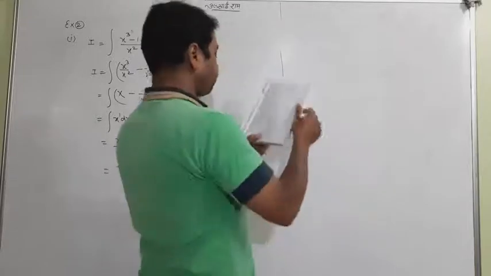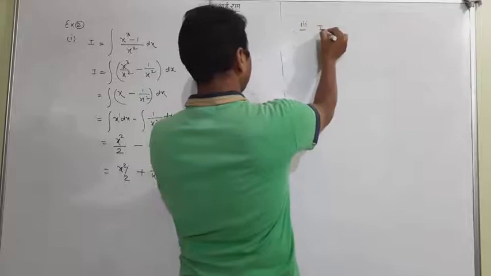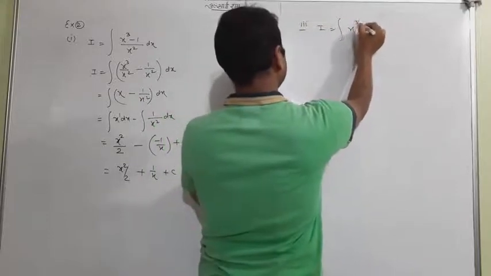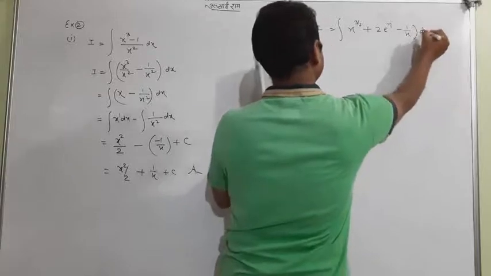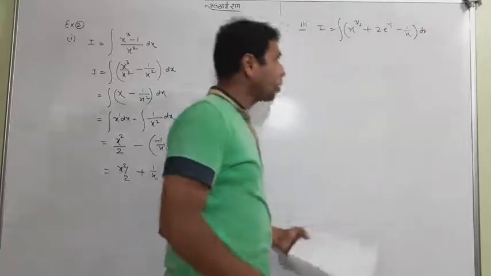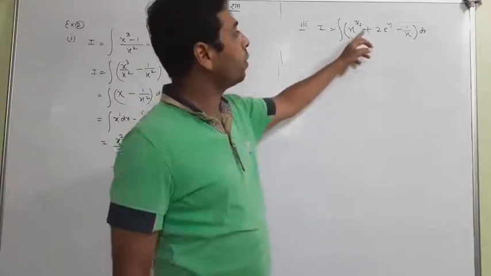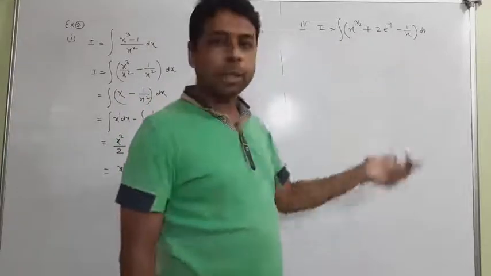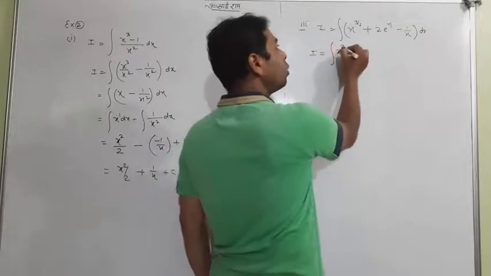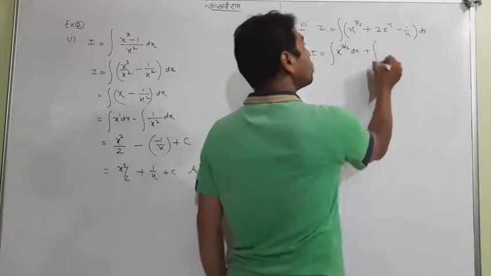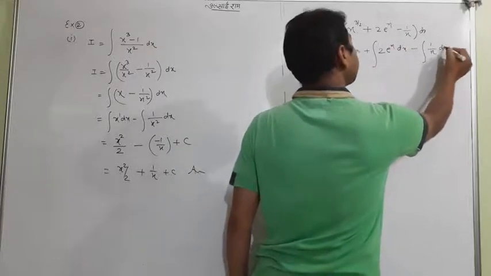So do this. I'm telling you now question number 3 of it: the integral of x to the power 3 by 2 plus 2e to the power x minus 1 by x, dx. This is an easy question. We have 3 functions, and there is a plus and a minus between them. So we separate it into 3 parts: x to the power 3 by 2 dx plus 2e to the power x dx minus 1 by x dx.